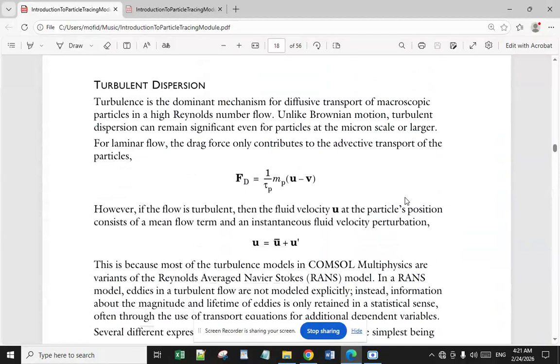You see that the drag force, or turbulent dispersion force, is equal to 1 divided by tau_p, multiplied by m_p times (u minus v). However, if the fluid is turbulent, then the fluid velocity u at the particle's position consists of a mean flow term and an instantaneous fluid velocity perturbation.